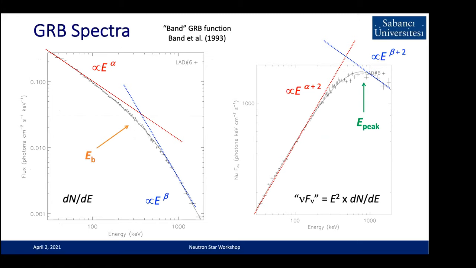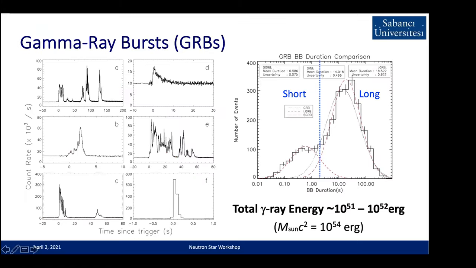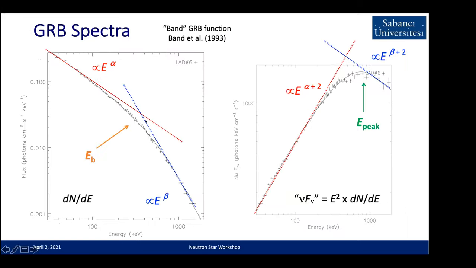it's actually pretty constant. So it doesn't matter which one, chances are any of these events, you can describe the spectrum with what's called a Band function, proposed by Band in 1993. And we still use this function to describe the spectra of GRBs. And this is actually just two power laws connected with each other.